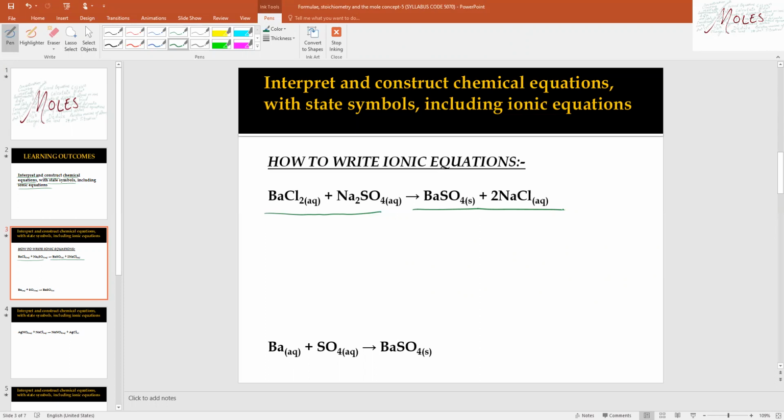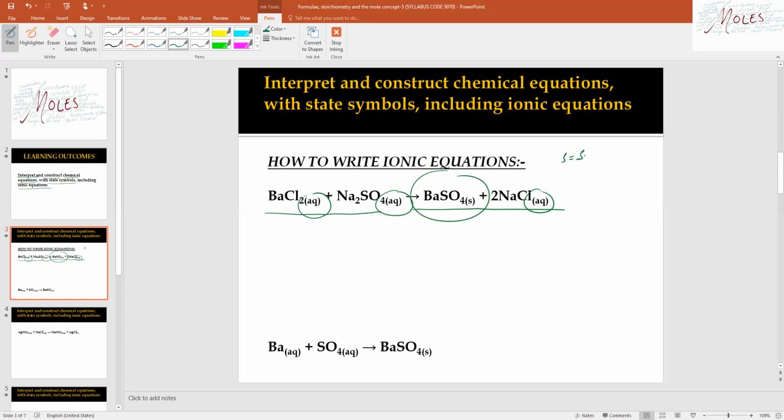You will see here that except BaSO4, all of these have aq as their state symbols: aq, aq, aq. Only BaSO4 has s as its state symbol. What do these state symbols mean? s indicates that the substance exists in a solid state.